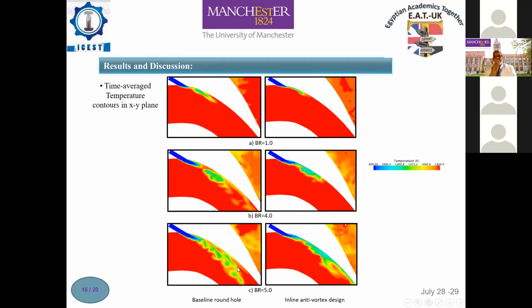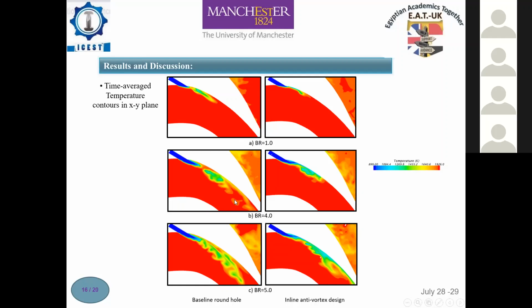To further illustrate the mechanism for enhancing the heat transfer of film holes using the anti-vortex design, the temperature contours at the mid-span plane for the standard and in-line anti-vortex hole cases at 3 different blowing ratios are shown in this figure. For a low blowing ratio of 1, the jet penetrates smoothly into the hot mainstream and then it immediately fully attaches to the blade surface for both the base and in-line cases, as shown in figure A.